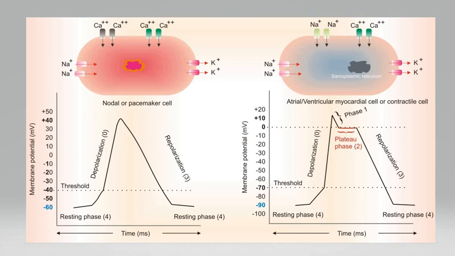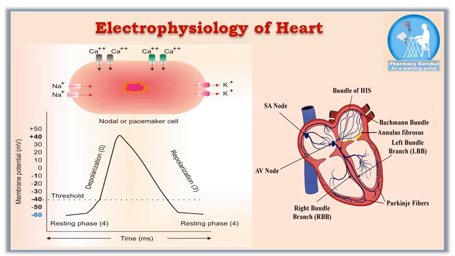They have different resting membrane potential. The resting membrane potential of nodal cell is about -60 millivolt, whereas the resting membrane potential of contractile cell is about -90 millivolt. First, I will discuss the steps involved in depolarization and repolarization of nodal cells. As stated, the resting membrane potential of nodal cell is about -60 millivolt.